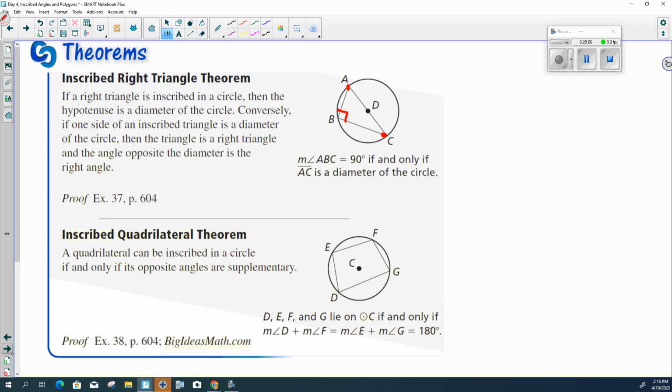Okay, if you've moved on to the inscribed quadrilateral, that word inscribed means the same thing. It means all 4 vertices of your quadrilateral have to be on top of that circle, all 4 of them. And this one's super short.